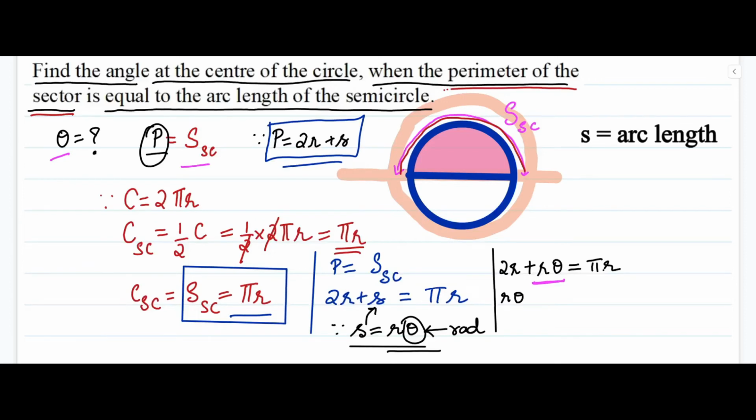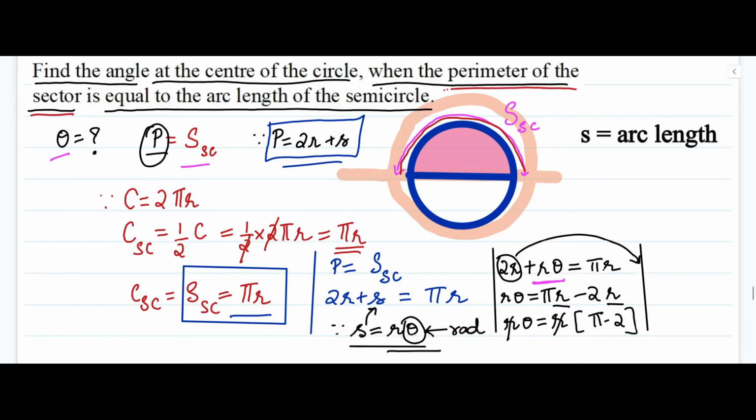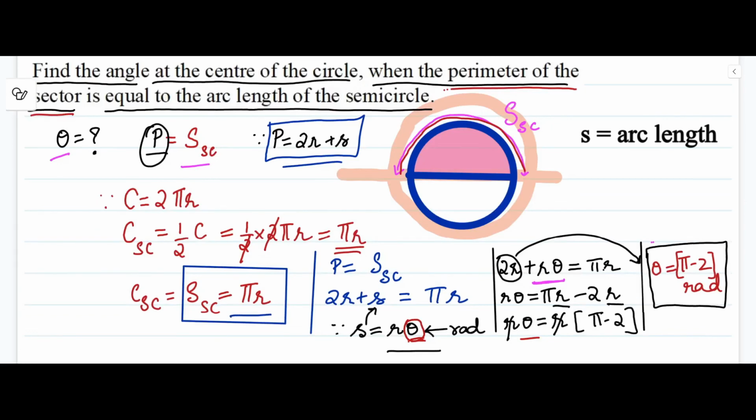That is, r theta is equal to pi r, and we take this term, 2r, to the right hand side, so it becomes minus 2r. Let us take out the common term r on the right hand side. So r theta is equal to r into pi minus 2. So r and r cancel out. Now we have the value of theta: theta is equal to pi minus 2 radians. Radians, because in this formula the value of theta is in radians. So we have found the value of the central angle of the circle. This will be our final answer, where the value of theta is equal to pi minus 2 radians.